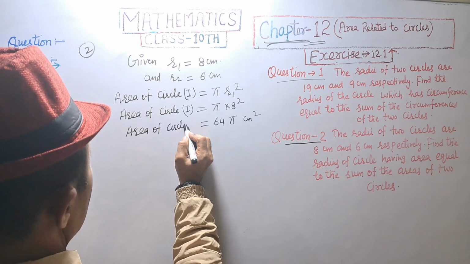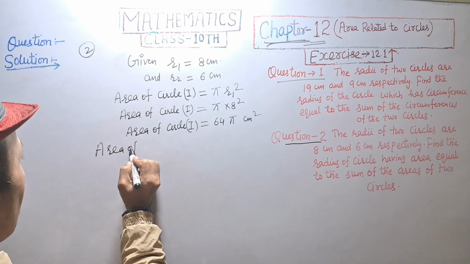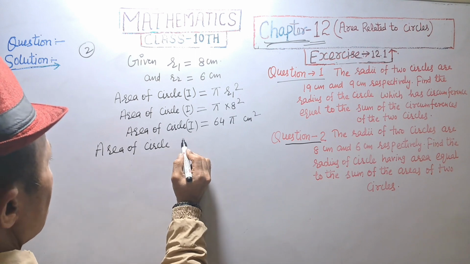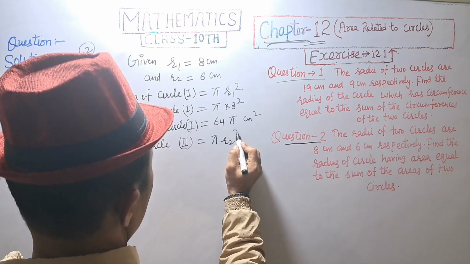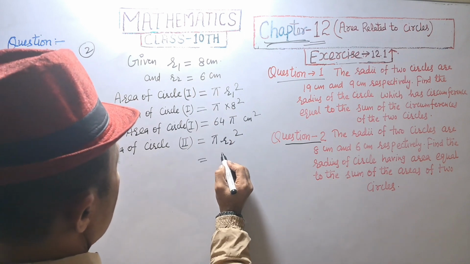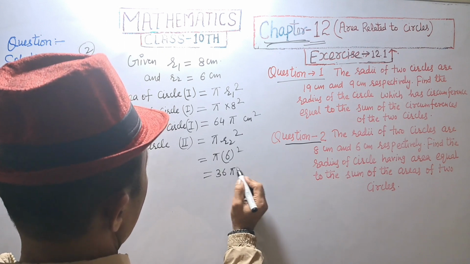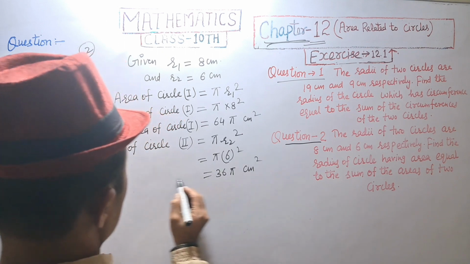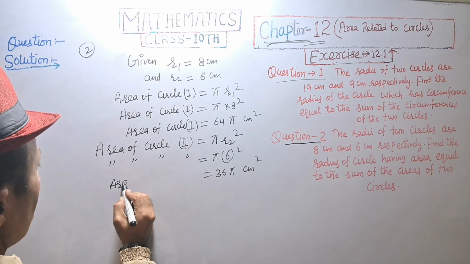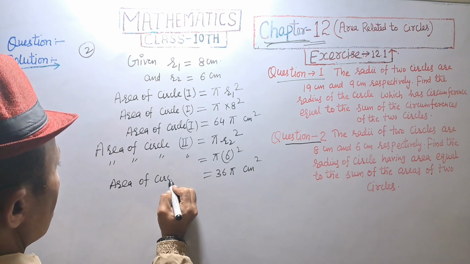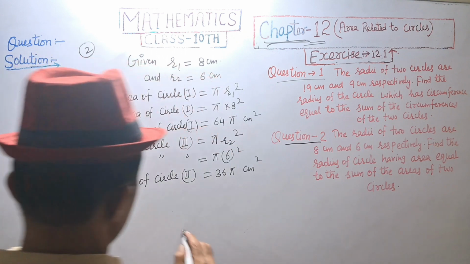Area of the first circle, and area of the second circle is equal to pi r2 square, that is pi into 6 square, 36 pi centimeter square. Area of circle 2 is equal to 36 pi centimeter square.